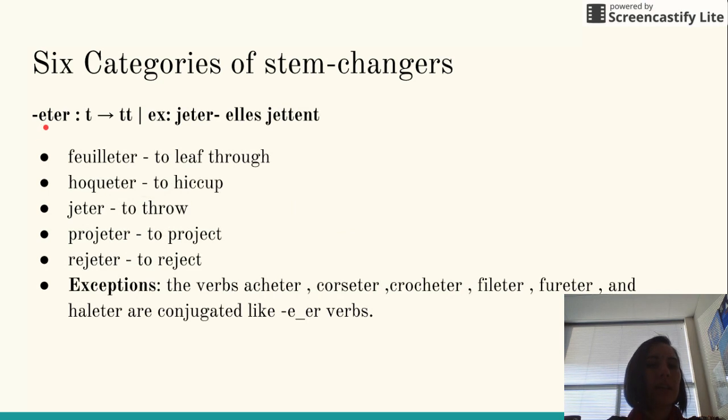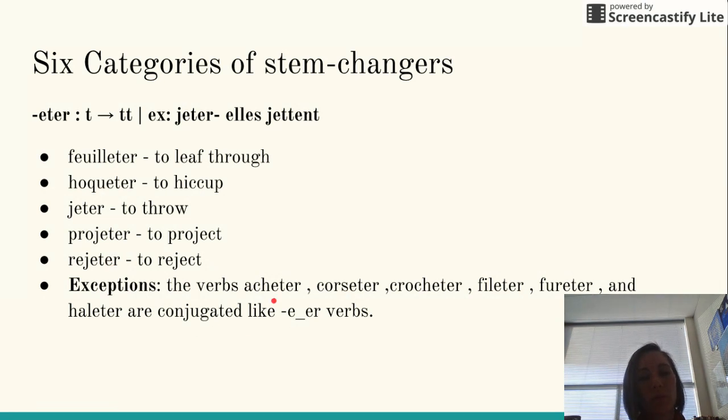Our next stem change is ETER verbs. We'll take that single T and double it when it's conjugated. An example would be jeter, ils, elles plural, we would have the ENT ending, and our stem change would be to double the T, so elle jette. Other examples of ETER verbs are feuilleter, noter, jeter, projeter, and rejeter.